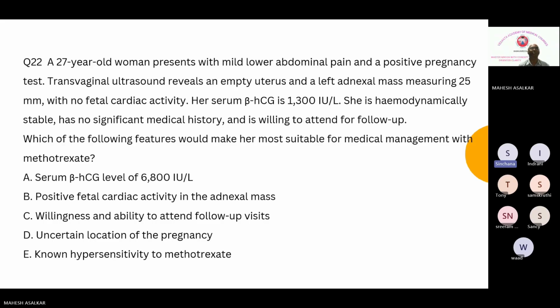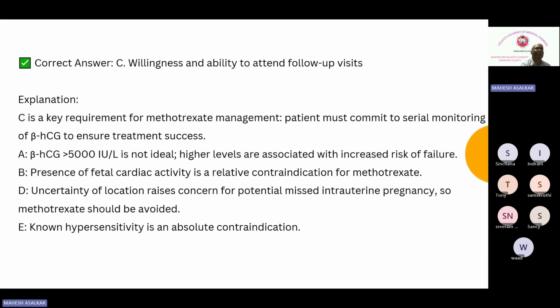Option A, serum beta HCG level of 6800. B, positive fetal cardiac activity in the mass. C, willingness and ability to attend follow-up visits. D, uncertain location of pregnancy. E, known hypersensitivity to methotrexate. It is C, willingness and ability to attend follow-up visits. So it is very important that the patient should be able to follow up. That is one of the important things.